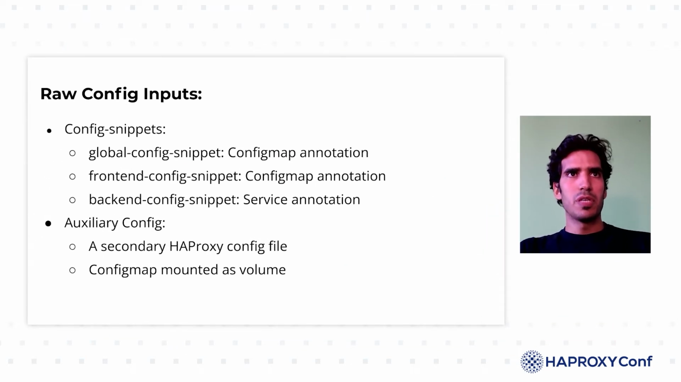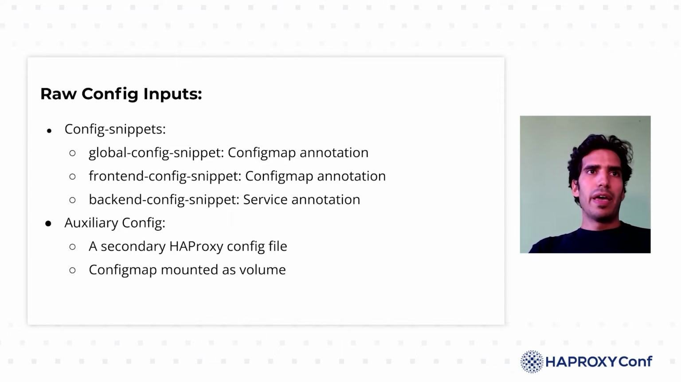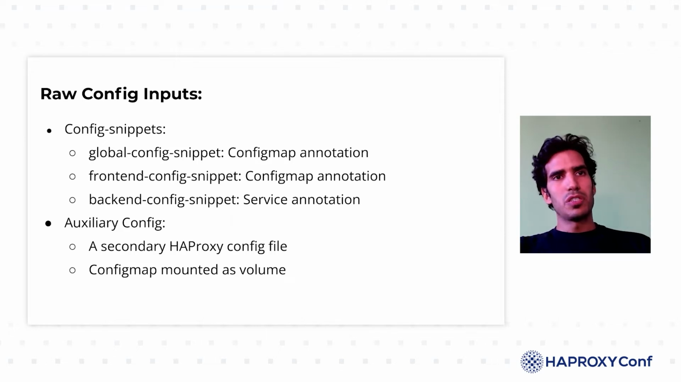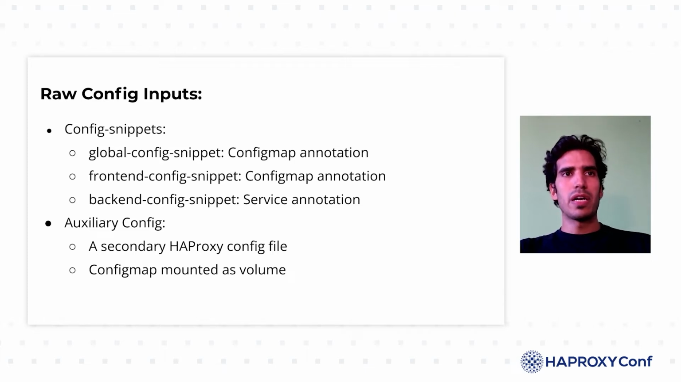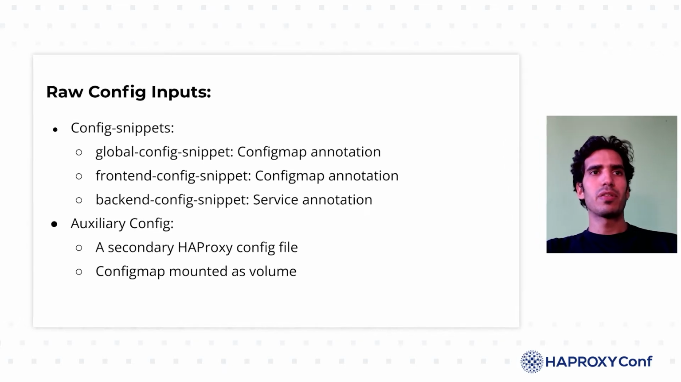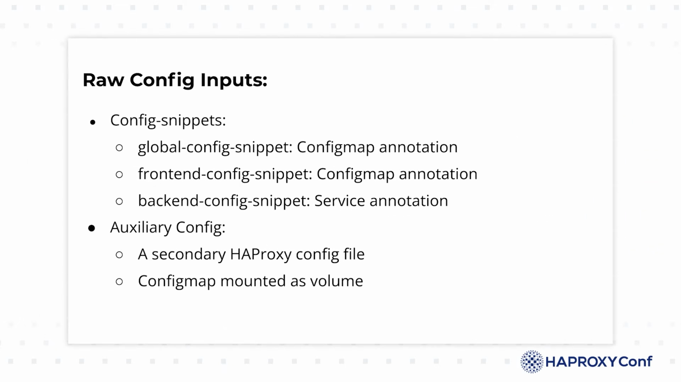We can have config snippets and we can have auxiliary configuration. Config snippets are about inserting HAProxy directives in specific sections. So we can have them in the global section, the frontend section, or the backend section. And auxiliary configuration, we use it to insert whole sections. So this can be a backend section that we want to have in the auxiliary config file. It will be a static backend, or we can have peers sections or resolvers sections.